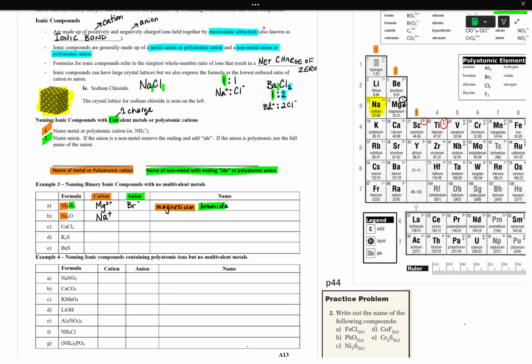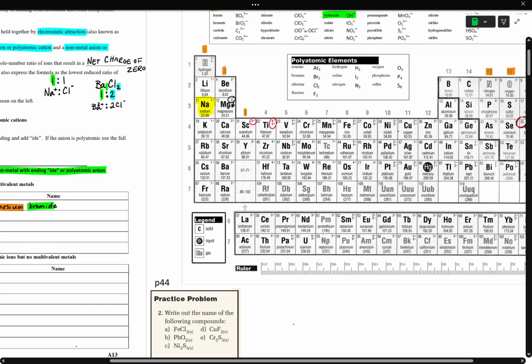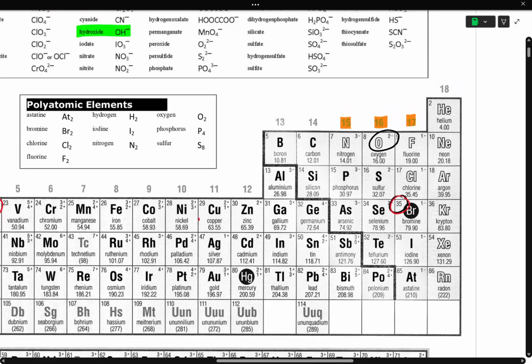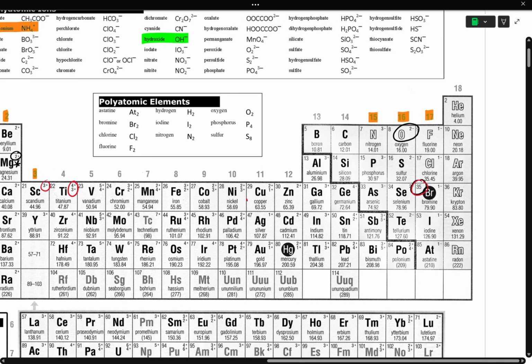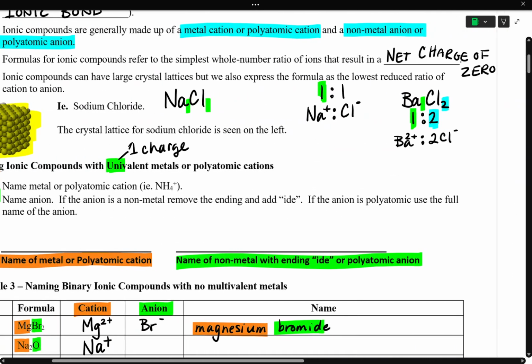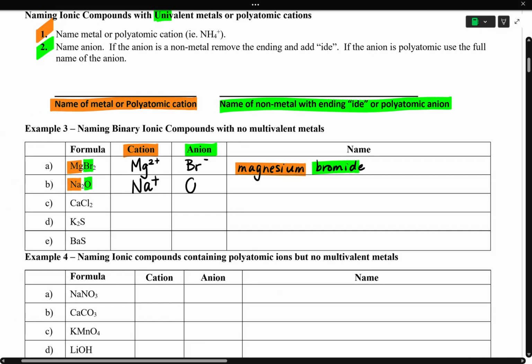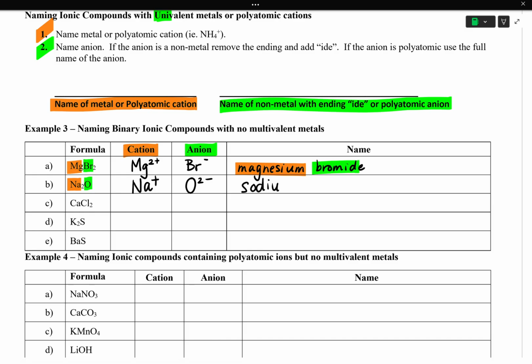Then we take a look at the ending. Oxygen, there's 1 of them. Oxygen, if you look at your periodic table over here, is 2 negative. So I'm going to write that in, so that's atomic number 8. O2 negative. So now I write sodium first, oxide second. There's my cation and then the anion.